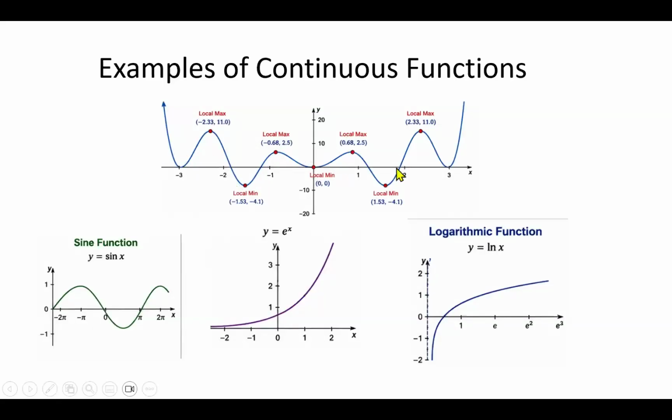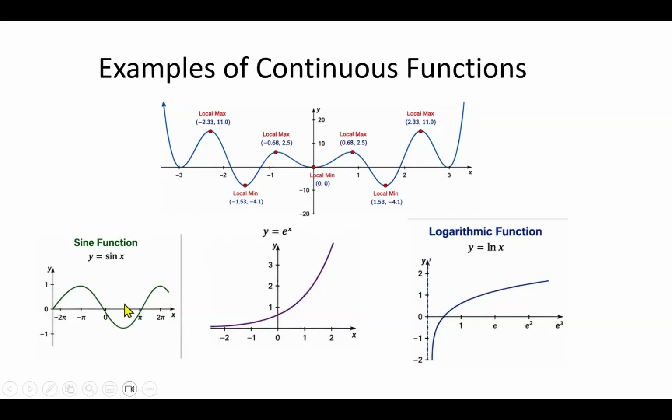Typically, these functions, we call them polynomials. So this is a polynomial. It has a lot of curves, up and down, maximums, minimums, and it usually goes to infinity or to negative infinity at the end points. But we also have other functions that are also continuous, such as the trigonometric functions. Remember that they're periodic, such as sine. Exponentials are also a single piece. And even the logarithm function is continuous on its domain.